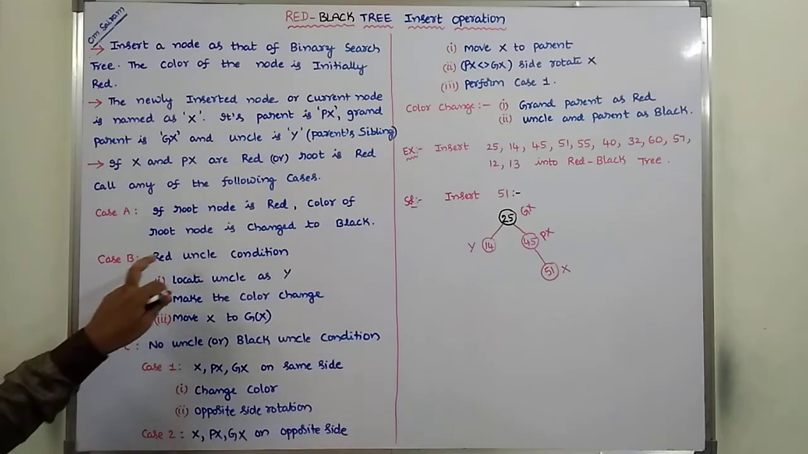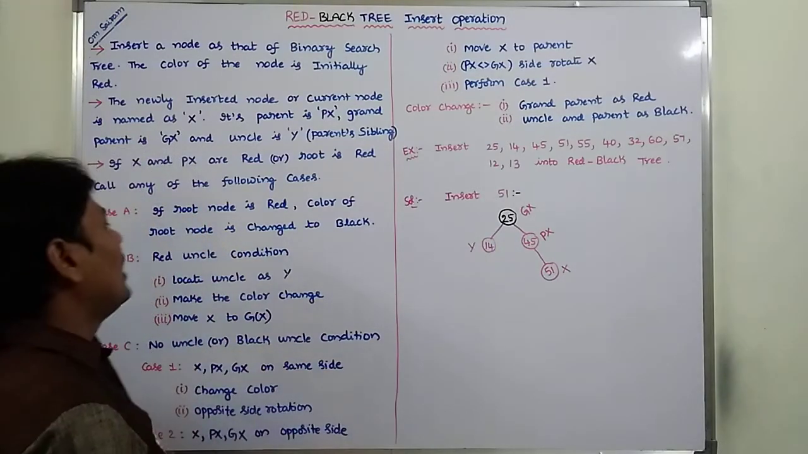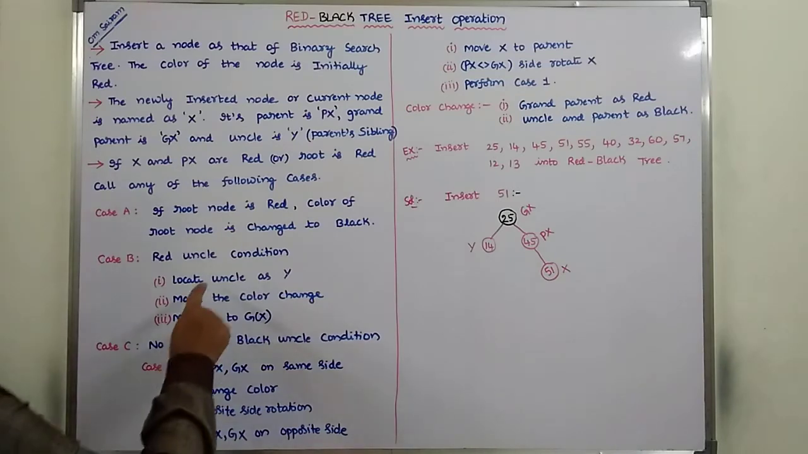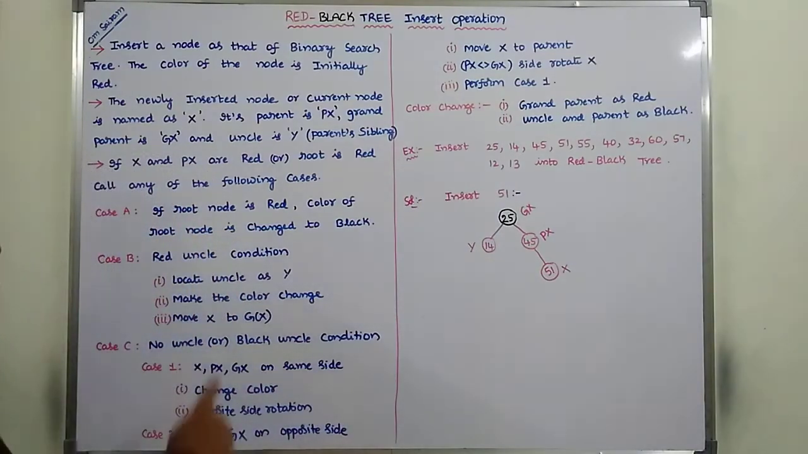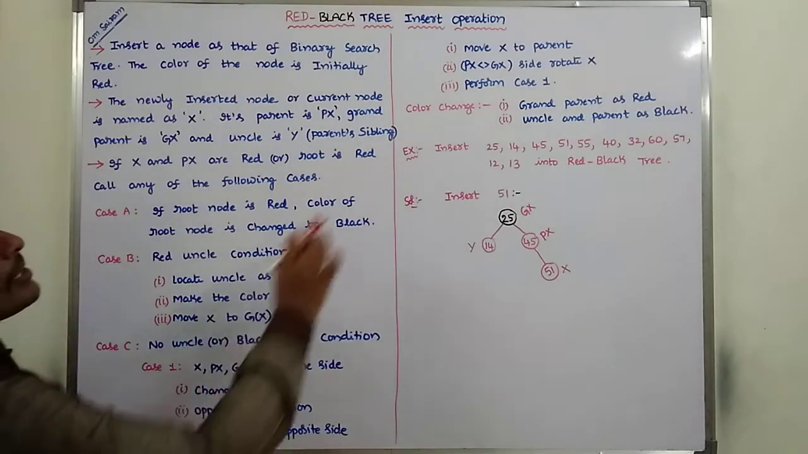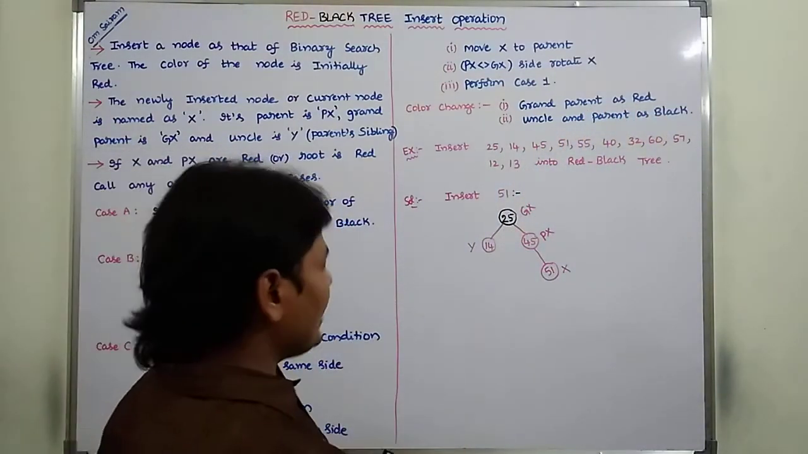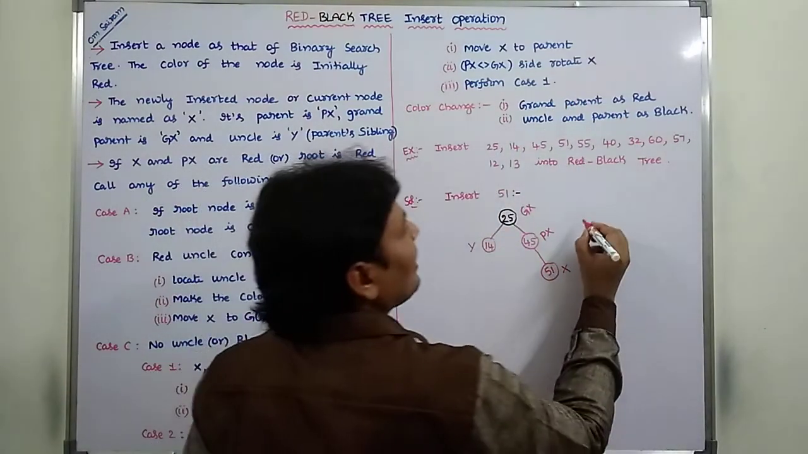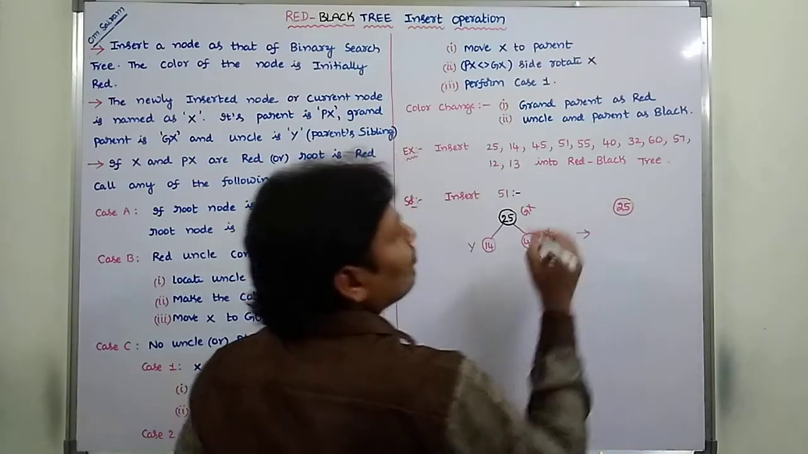Next one, case B, right uncle condition. Here the uncle is a red node. If the uncle is a red node, then we have to use these three steps. First, locate the uncle as Y. Then make the color change. Color change means the grandparent becomes red. Here the grandparent is 25, and its color is changed from black to red.